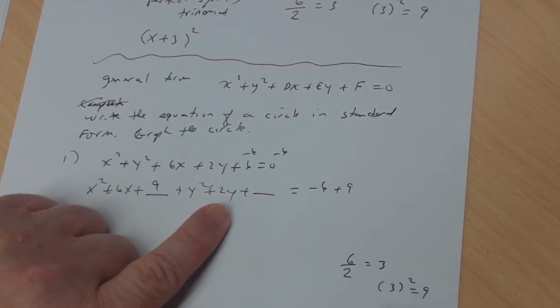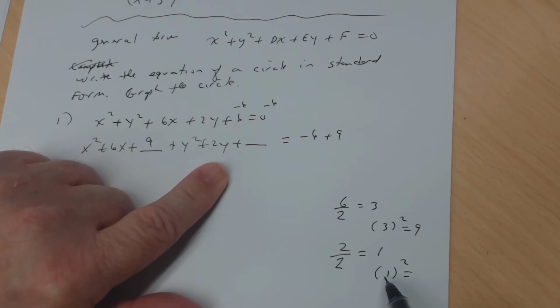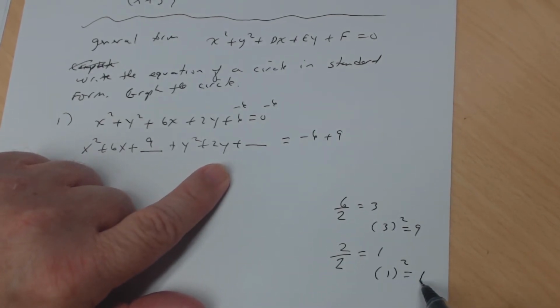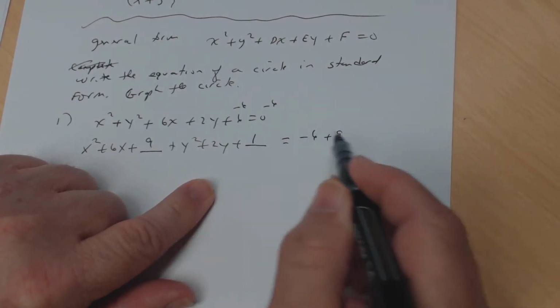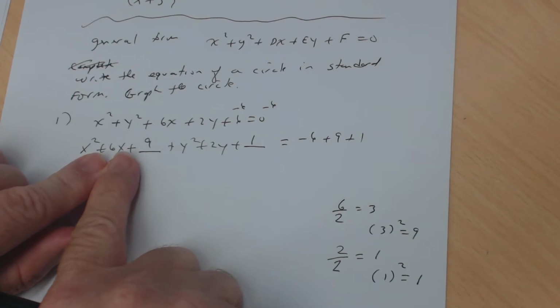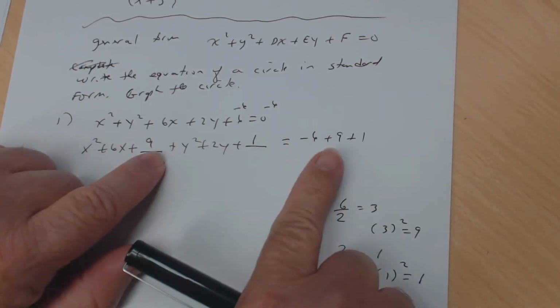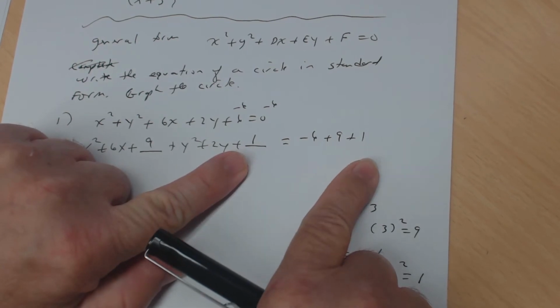So the coefficient of y is 2. I must divide by 2, and I get 1. Then I must square the 1, and I get 1. So now I'm going to add 1 to both sides. Okay? So I completed the square in the x's, I completed the square in the y's. I added 9, I added 1, added 1.